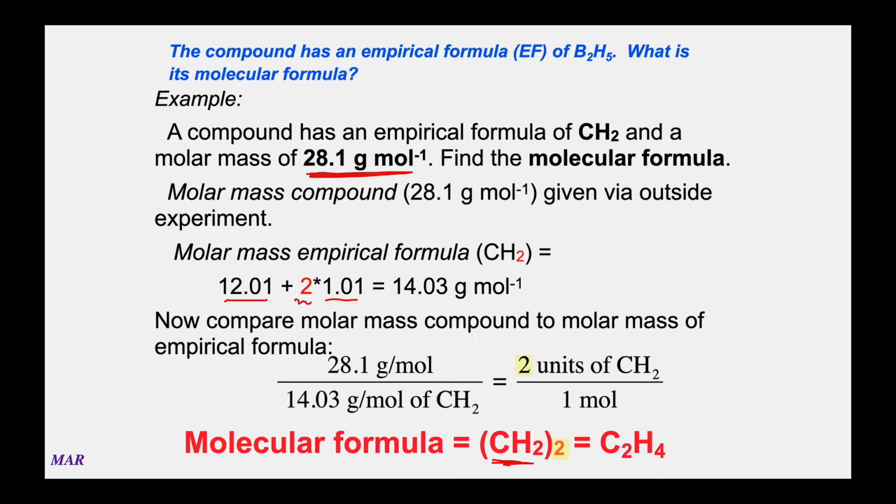So we did a whole separate experiment to find the molar mass of the compound, 28.1. We calculated the molar mass of the empirical formula. In this problem, it was CH2, so that was one carbon, two hydrogens, 14.0 grams per mole. Molar mass of the whole thing, 28, divided by molar mass of the empirical, about 2-to-1. That means 2 empirical formula units per molecular formula. We multiplied the EF by 2 to get C2H4, the MF, molecular formula. So CH2, the empirical formula, times 2 equals the molecular formula.